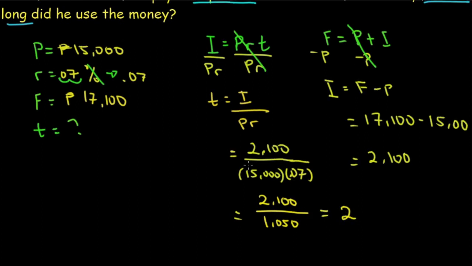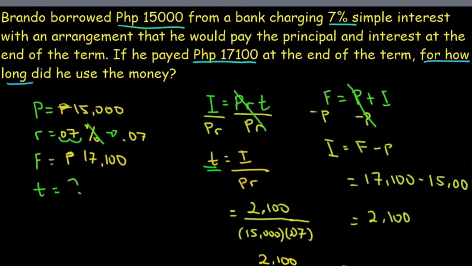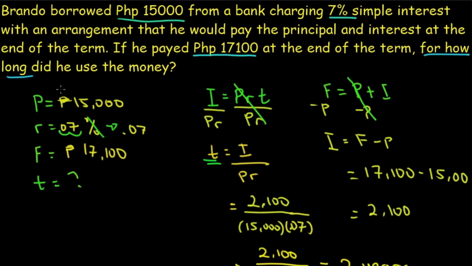Ano yung 2 dito? Again, we're looking for the time. Sabi natin, unless stated, automatically yung number, yung t, ay expressed in terms of years. So, 2 years ang sagot dito sa hinahanap ng problem. How long did Brando use the money? Ginamit niya yun for 2 years.